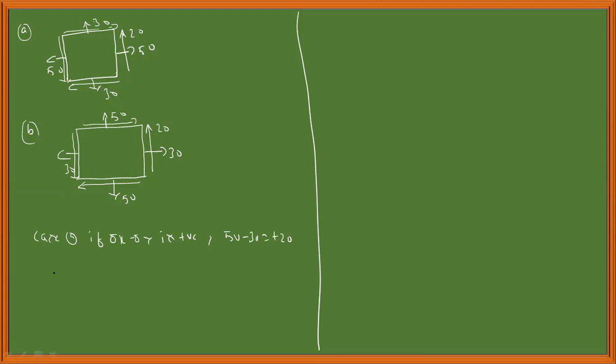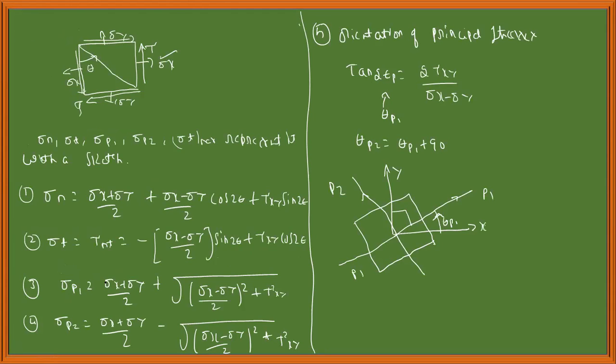Since it is positive, theta p gives the orientation of sigma p1, that is theta p1. Otherwise, if I calculate theta p, I don't know whether it is theta p1 or theta p2. Tan of 90 plus theta is the same tan, so I don't know whether it is giving theta p1 or theta p2. If I get a negative sign, we cannot say it is showing principal stress 1 or principal stress 2.